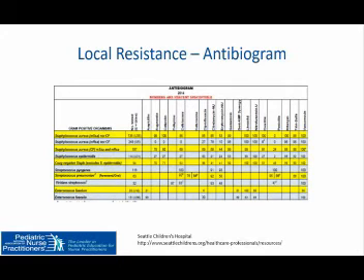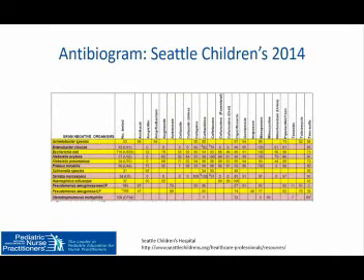So I just want to show you what we have here. This is ours for E. coli and using TMP-sulfa at Seattle Children's. We have only about an 86% sensitivity rate. And so you can't use it very well in some patients, and in other patients you can. This is the gram positives and gram negatives. There's usually a chart for each one of them. And so we need to know what you can use.